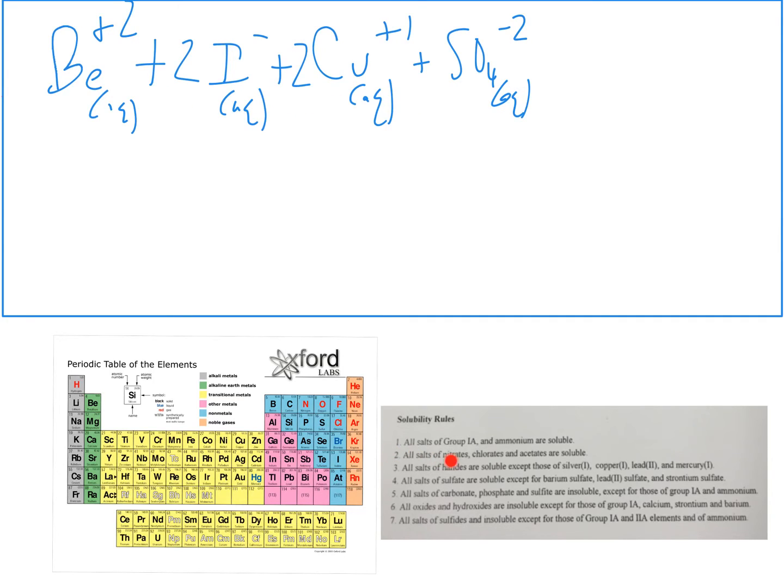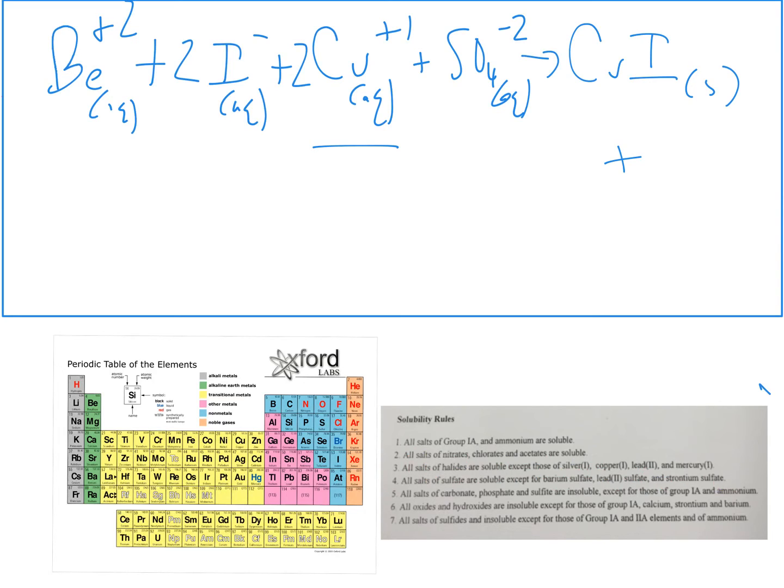So I'm going to go in order here. Rule number 1, we don't have a group 1A, we don't have ammonium. Nitrates and chlorates and the acetates. Nope, got none of those. Halides, all of them are soluble except copper 1. Oh yeah, we got a copper 1 right here, so that's going to be Cu, and I is a minus 1, so that's CuI. This is my solid.